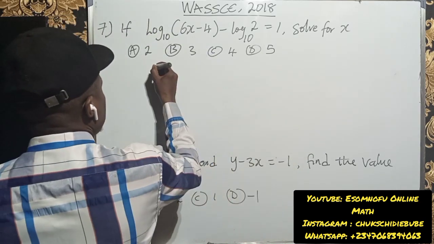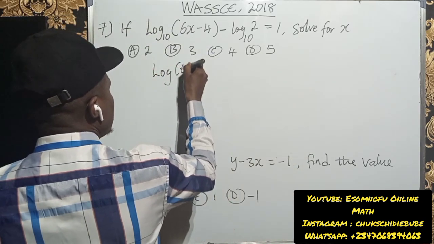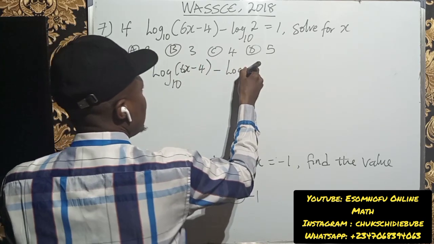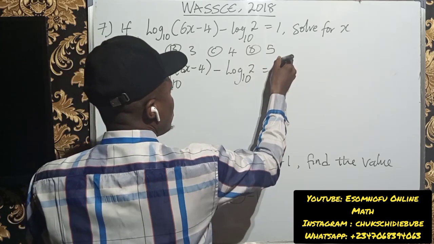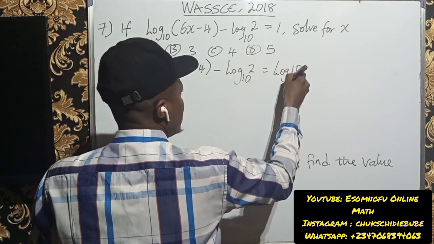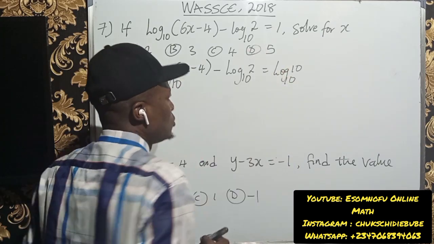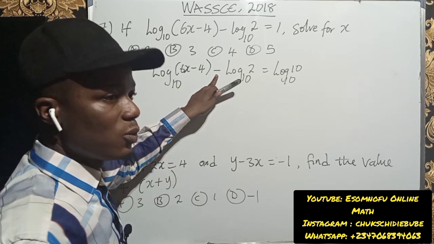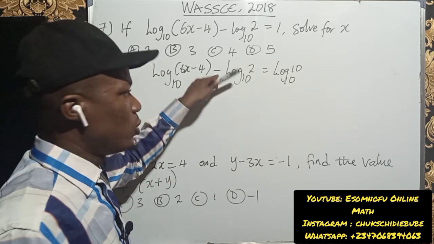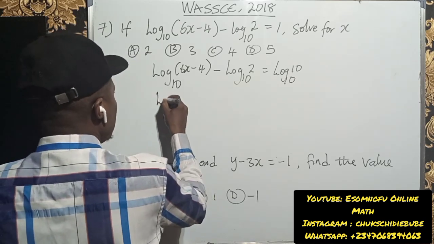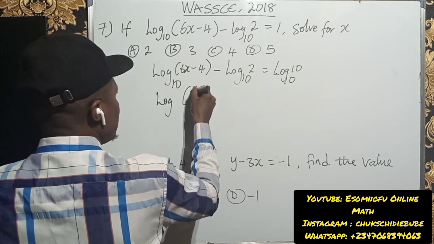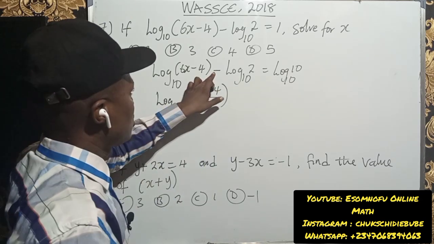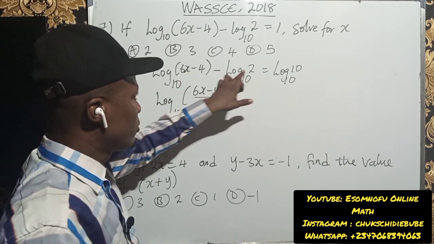Hence, we can now write that the logarithm of 6x minus 4 to a base of 10 minus logarithm of 2 to a base of 10 equals log 10 to a base of 10, because log 10 is equivalent to 1. Then remember the laws of logarithm that tell us that whenever we are subtracting, we are to divide. But assuming it is addition, we multiply. So I can comfortably write the logarithm of 6x minus 4 all over 2 to a base of 10, because this subtraction means I'm dividing this 6x minus 4 by 2.